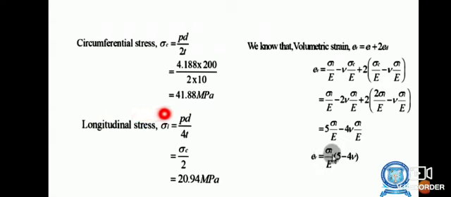Next we have to find out the longitudinal stress. Sigma L is equal to PD divided by 4T. That is the formula. We can also apply another formula, sigma C divided by 2, which is another formula for longitudinal stress. So we have applied the values in this equation and found the value of longitudinal stress, 20.94 megapascal.